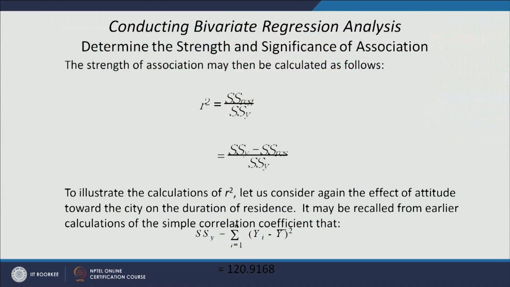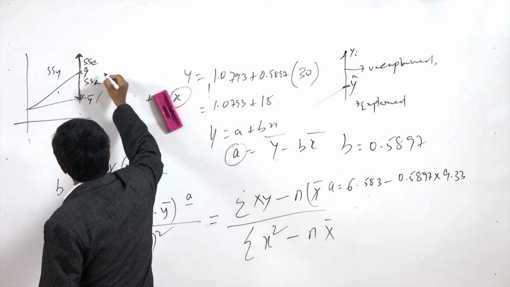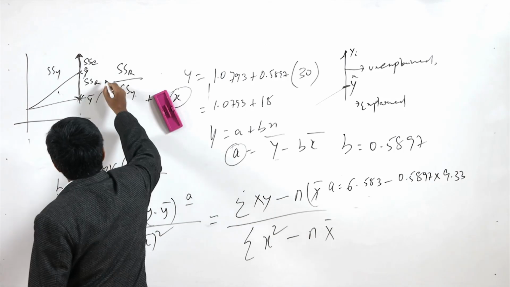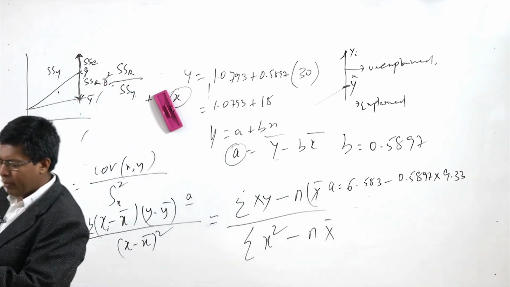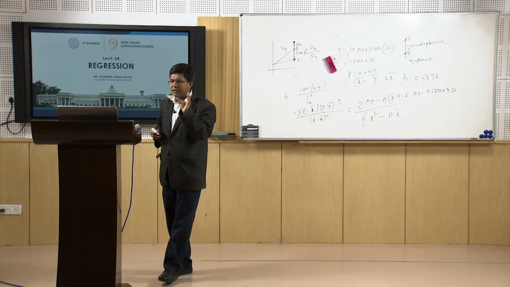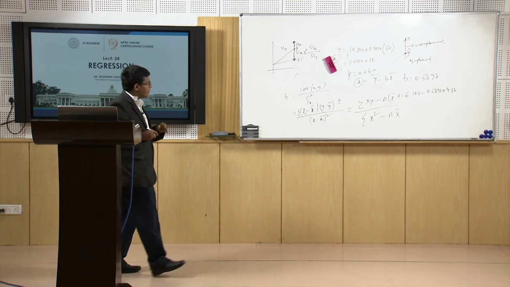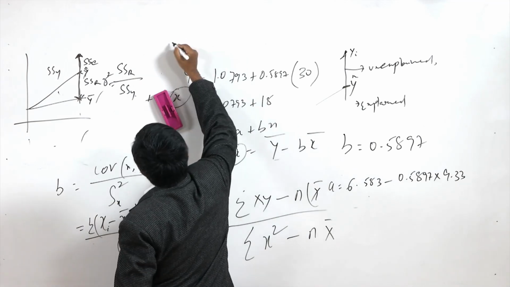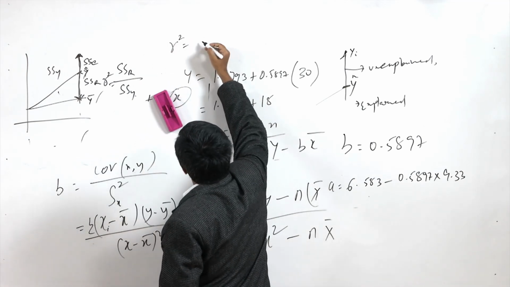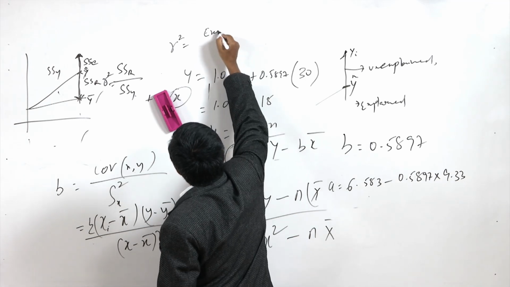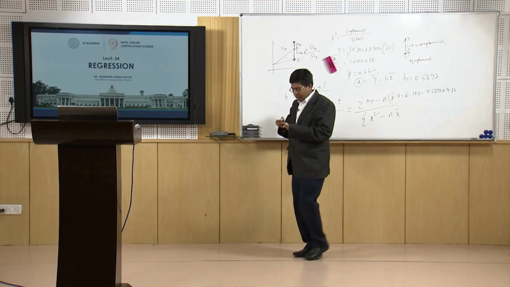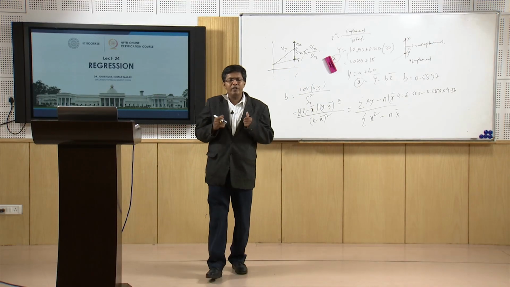If you see this R square, which I was earlier also explaining as the coefficient of determination, R square is nothing but SSR divided by SSY, the explained variance divided by the total variance. I hope you remember what I had said. R square, the coefficient of determination, is the explained divided by the total. Now, what part of the total am I able to explain?